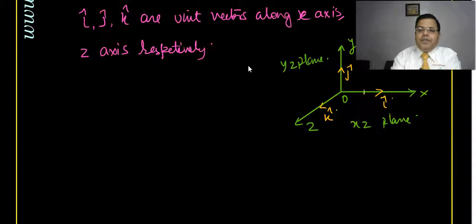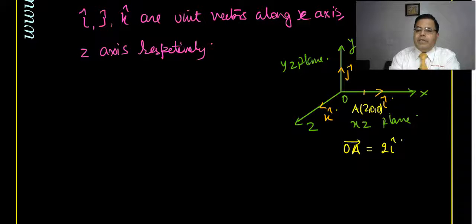If this point A has coordinates 2, 0, 0, on the x-axis with y and z coordinates 0, then OA is the position vector, and the vector OA is defined as 2i. OA is 2 units, but the vector OA is 2i. Similarly, if some point is 3 units on j, then it is 3j, and likewise for k.